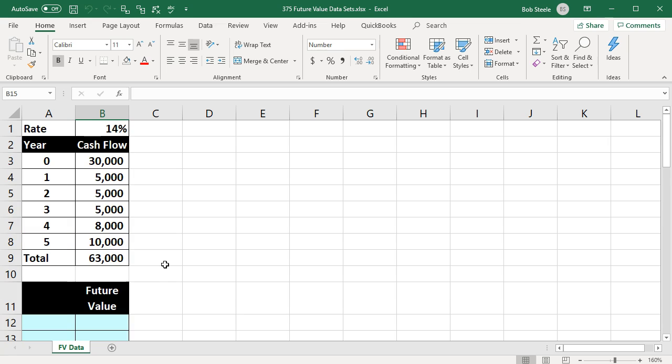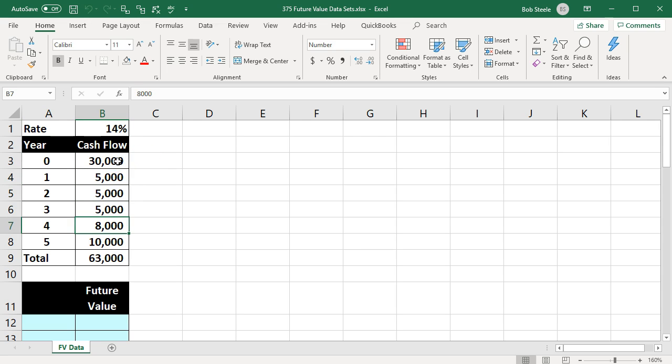This is how we do recommend setting up the information, with the text in one cell and the data in separate cells, so you can refer to that data using references, that being the most efficient way to move forward. Here is our data set. We're going to use the rate 14%. We're going to have our series of payments here.